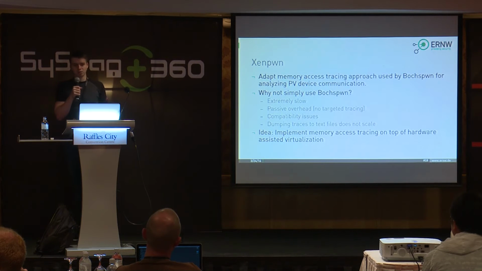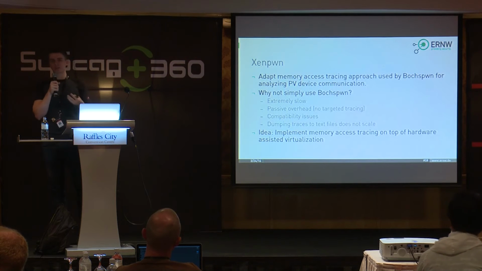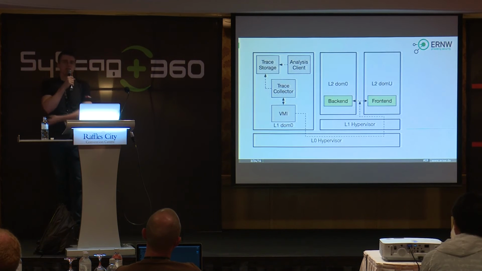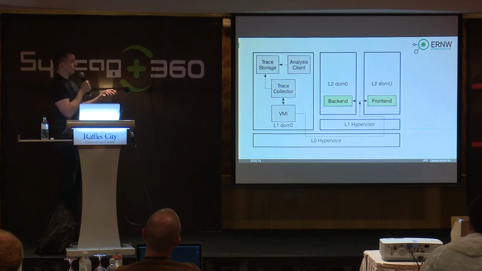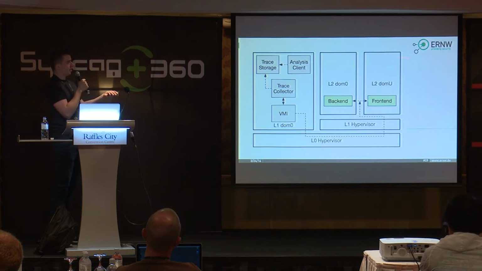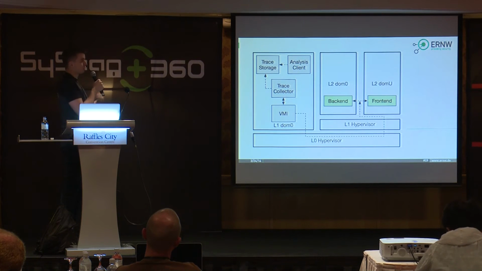So my idea was, don't use Bochs as the CPU emulator, but instead implement this tracing approach on top of hardware-assisted virtualization. And this is the core architecture of Xenpwn. So you have a level 0 hypervisor. In my case, this is Xen. That's why it's called Xenpwn. And then you have nested virtualization. That means you have your target hypervisor and the target virtual machines, and they run nested. So they are in itself a virtual machine running under Xen. So you have this virtual machine in a virtual machine.